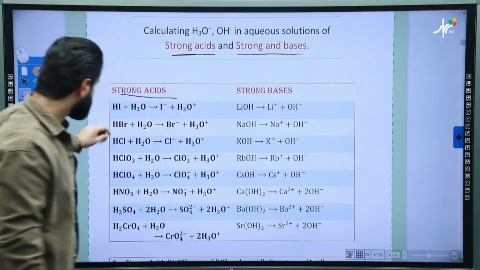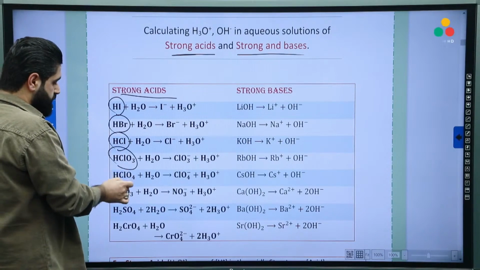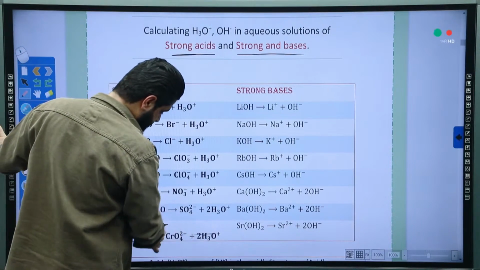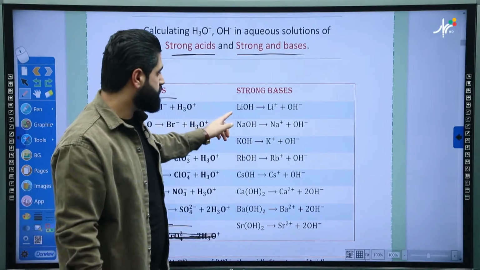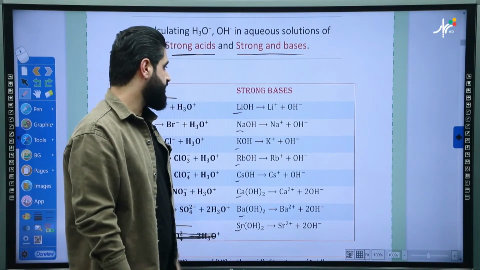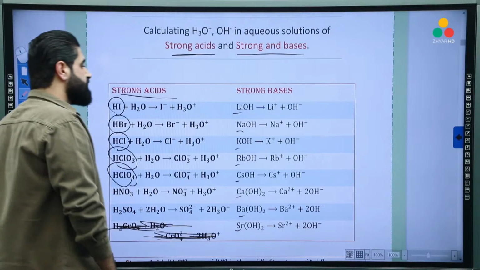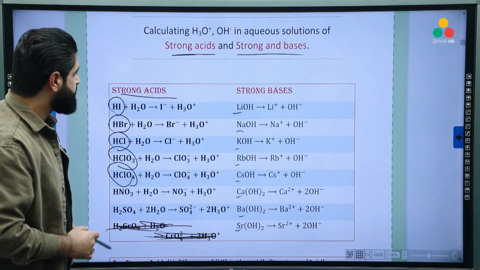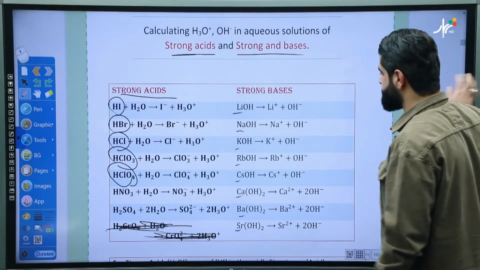Strong acids. We have HI, HBr, HCl, HClO3, HClO4, and HNO3. Forget about chromic acid. I'm sorry that I included it in my table. And strong bases: group 1, alkali metals, and group 2, only calcium, barium, and strontium produce strong bases. When they dissolve in water, they react by a single displacement reaction. They substitute the hydrogen of water to produce a strong base.